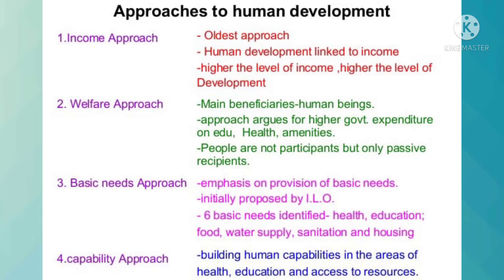Students, approaches are the most important part to give a systematic way to understand any theory. So human development also has a few approaches. Some important approaches of looking at the problem of human development are the income approach, the welfare approach, the basic needs approach and the capability approach. Now we will see these approaches one by one.